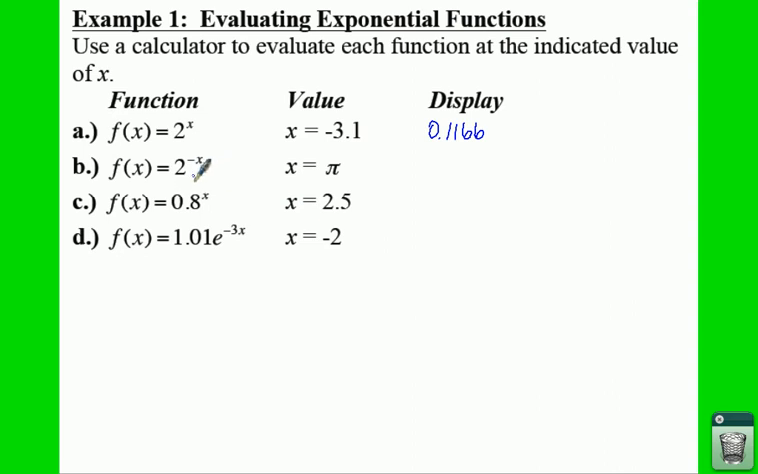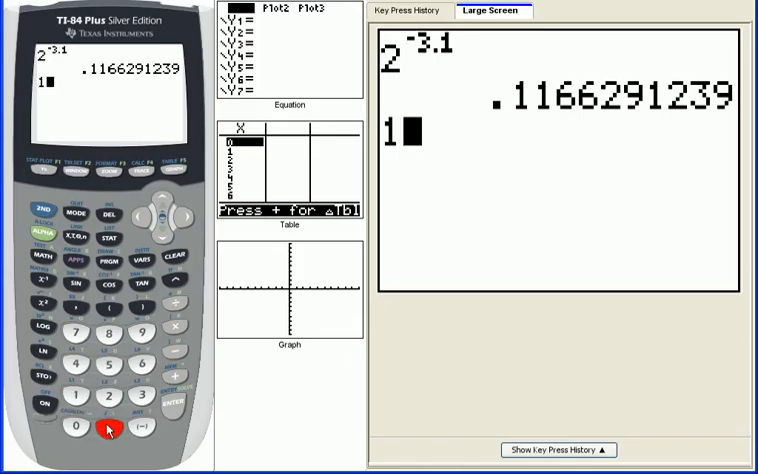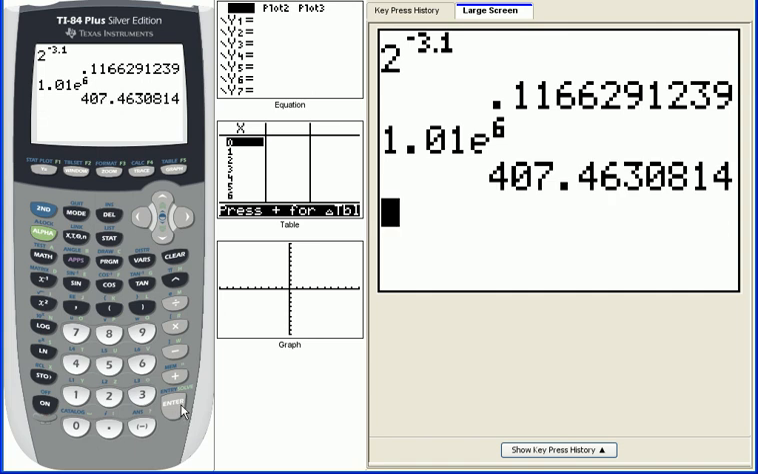Now let's go down here and do D. That'll be a little more difficult. We're going to do 1.01 e to the negative 3x, and we're going to take x as negative 2. So go to your calculator, you have 1.01. Now you have an e. Well, e is not the double E here. e is this blue one on the LN button down here next to your 4. So you hit second, natural log, and it gives you an e. This is going to be negative 3 times a negative 2, which is just a positive 6. So you get 407.4631.